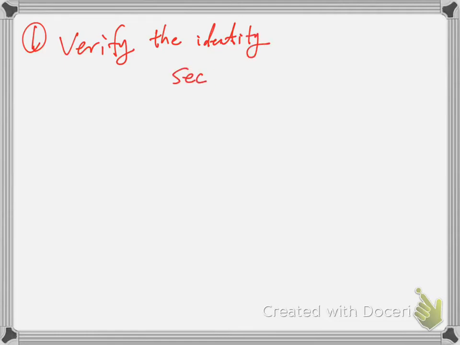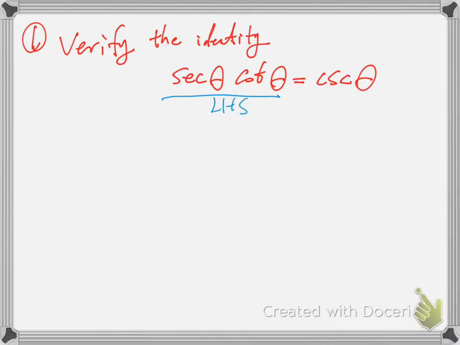Now let's look at our first example. Verify the identity: secant theta times cotangent theta is cosecant theta. We want to show the left hand side, secant times cotangent, equals the right hand side, cosecant. So, solution or proof.